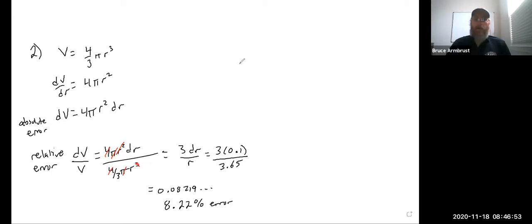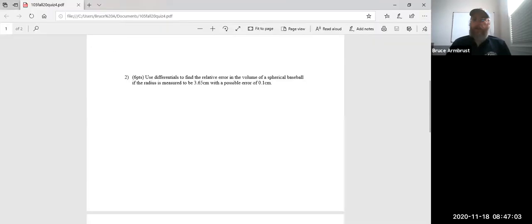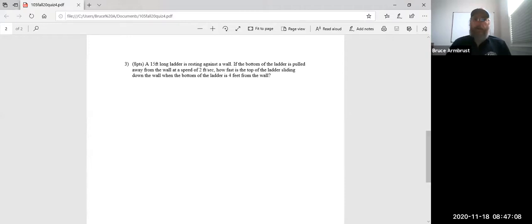No? All right. Okay, so let me show you the third question on the quiz, which is the one that you guys definitely liked the least. Good old related rates question. So for this one, it says we have a 15-foot long ladder resting against the wall. The bottom of the ladder is being pulled away from the wall at a speed of 2 feet per second. The question is, how fast is the top of the ladder sliding down the wall when the bottom of the ladder is 4 feet from the wall?